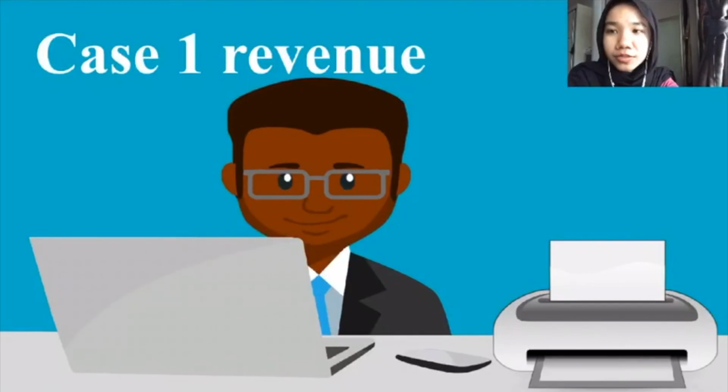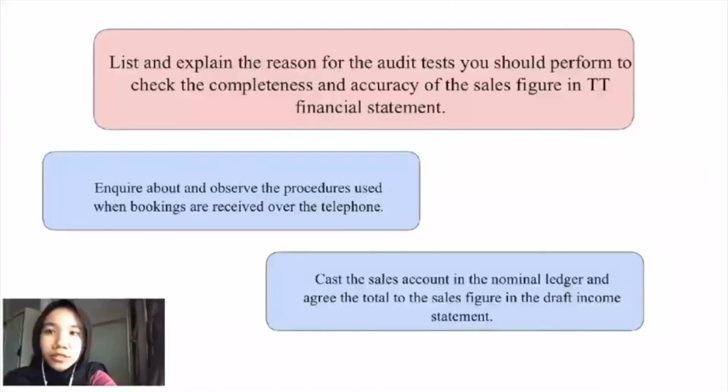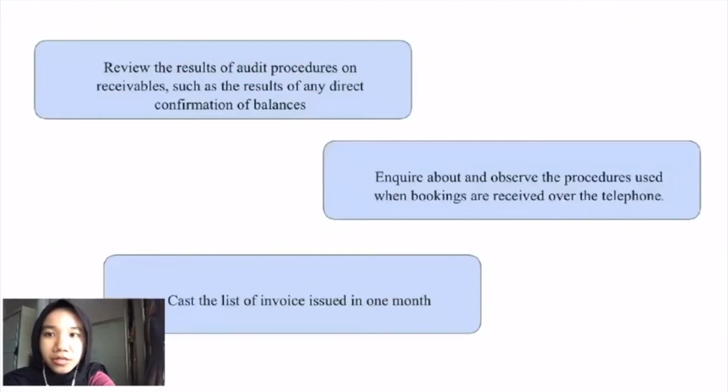Case 1, revenue cycle. The revenue case, you can read on your own. The question asks to explain the reason for the audit tests you should perform to check completeness and accuracy. So the answer will be: inquire about and observe the procedure used when booking cash and the sales account to the nominal ledger, and agree to the total of sales figure. Review the result of audit procedure on receivables, inquire about and observe the procedure used when booking cash, and the list of invoices used in a month.